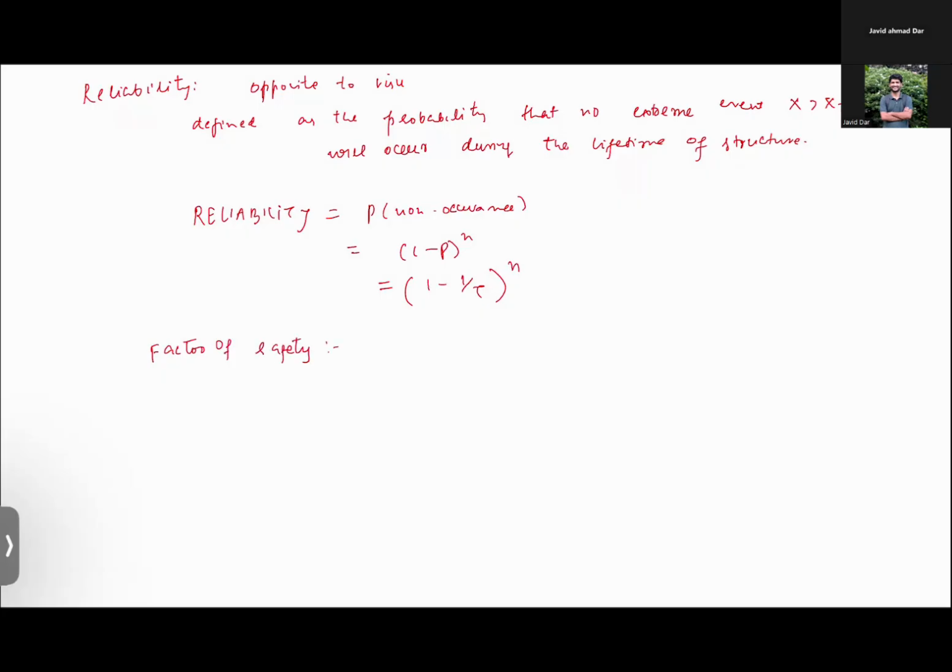So the factor of safety is defined here as C upon L, where C is going to be your actual value that you are adopting for design, and the second quantity is the hydrological design value.